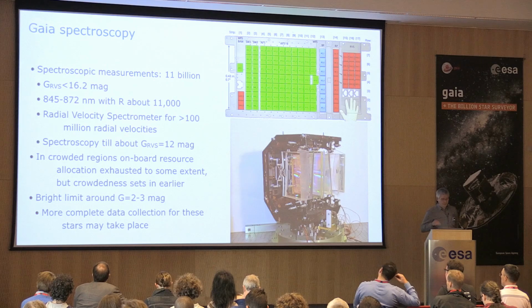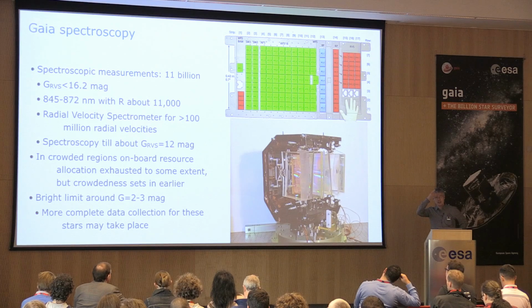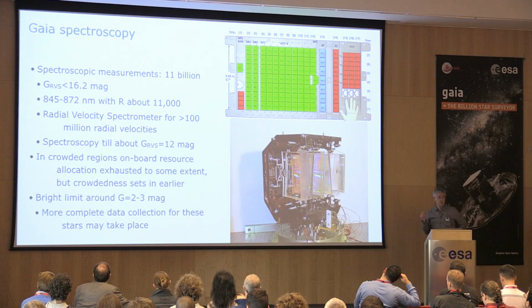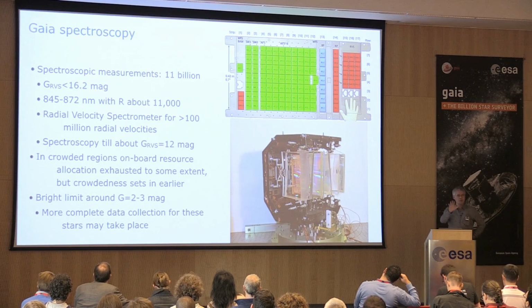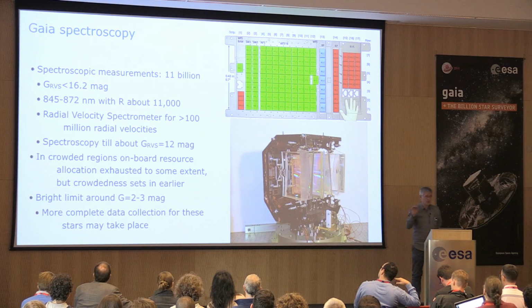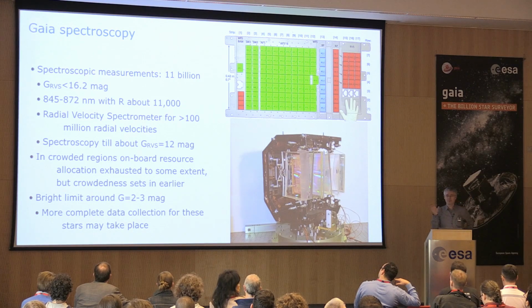One thing to remember, the instrument is called radial velocity spectrometer. It means that the radial velocities are the main product of this instrument. So we get a sample of more than 100 million stars for radial velocities. If you look at the end of mission spectra at the faint end, if you're a spectroscopist, it looks like noise. It doesn't look like a spectrum. You have to go to something like 12, 13 magnitude before it looks like a spectrum.